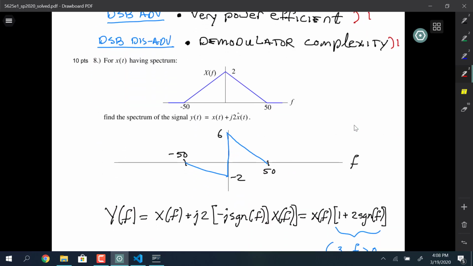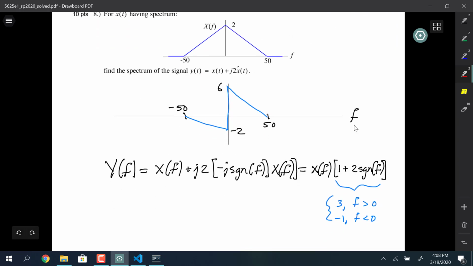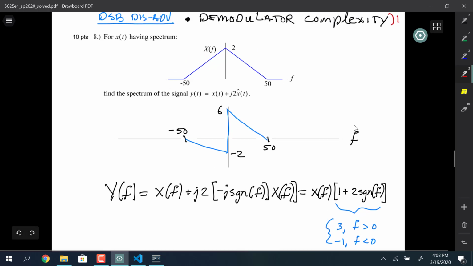This problem, very easy, forming an analytic signal. There's really not a whole lot I could say about that because most everybody got that right. It's probably one of the easiest problems on the whole exam, I would say. And you had problems similar to that on the homework, so I think that was good because it probably helped you see that immediately.